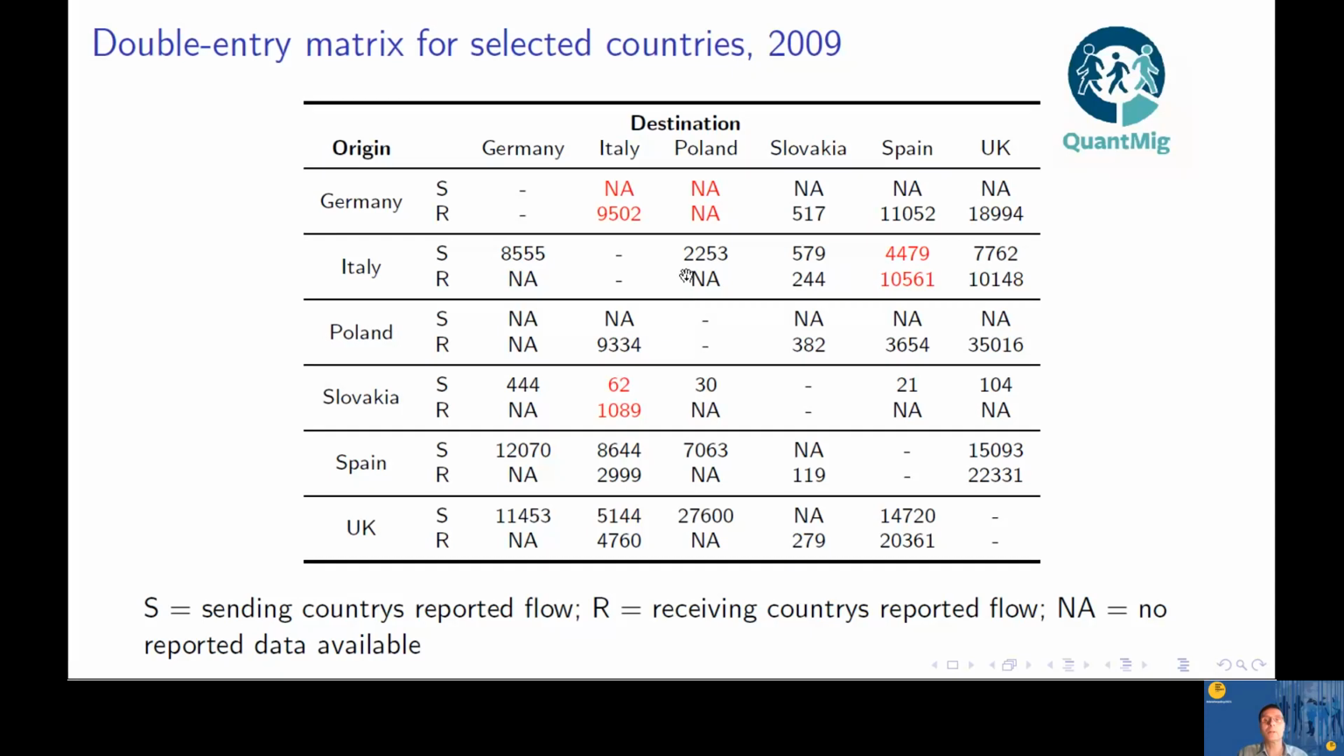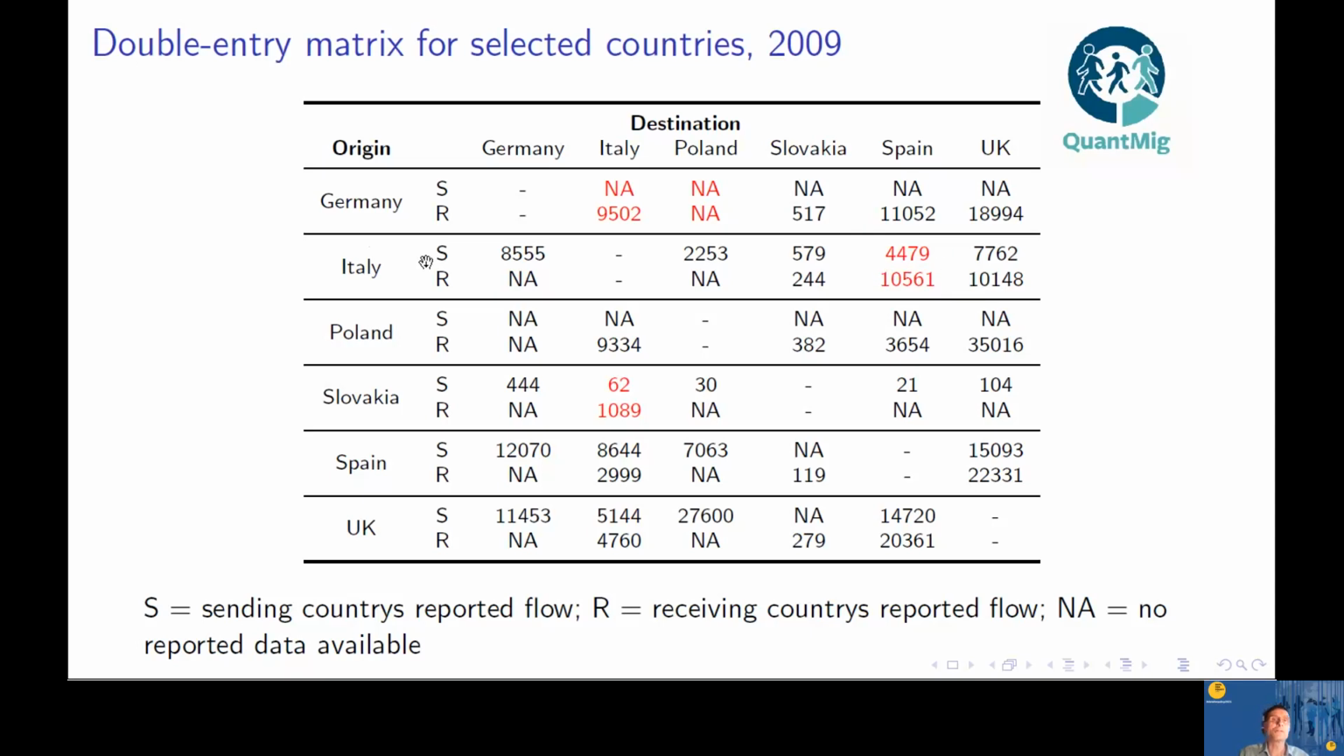So here we can see, when we look at Italy, Italy reports in 2009 sending 4,479 migrants to Spain, whereas Spain reports receiving over 10,500 migrants from Italy. So quite a large discrepancy. This discrepancy can be explained by the fact that Italy tends to underestimate or undercount their emigrants. And this is typical, that countries are more interested in getting more reliable estimates of the number of migrants coming into the country than leaving.